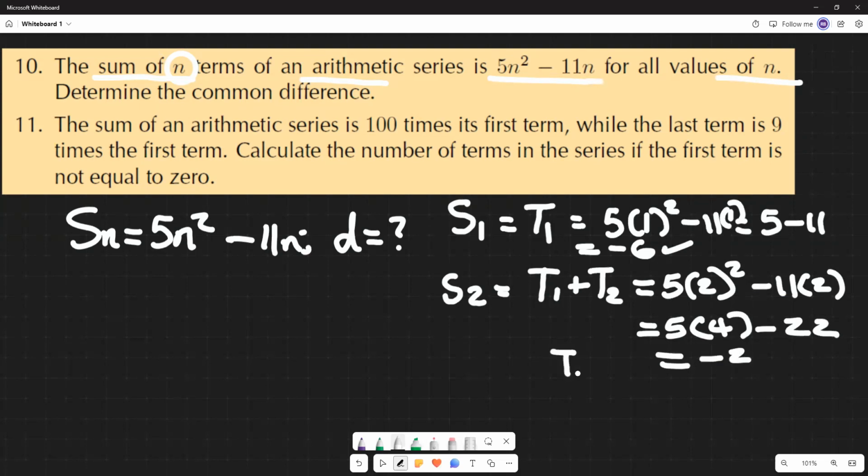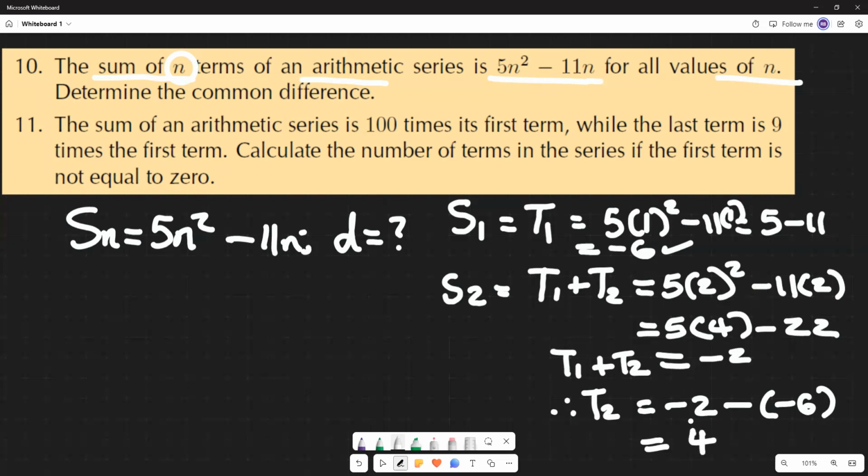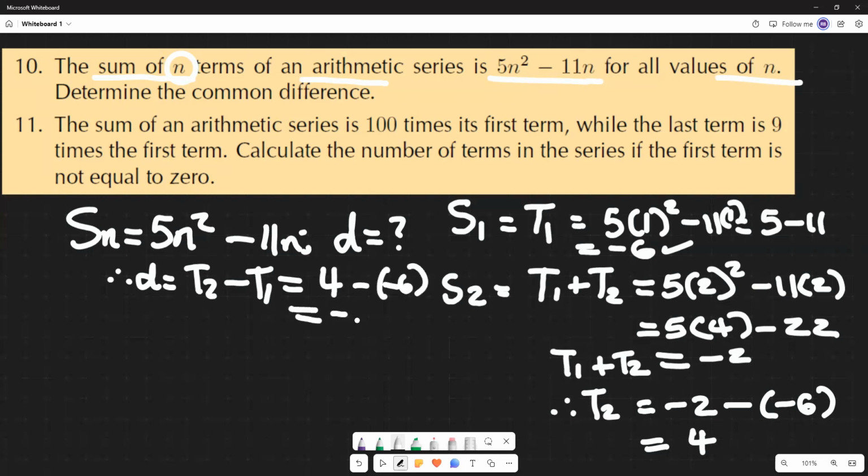But remember, this is T1 plus T2. Therefore, we can see that T2 is basically negative 2 minus negative 6. So you take the T1 to that side, you minus the T1, which means T2 is positive 4. Then the difference is T2 minus T1. Remember, this is the formula of the difference, which is 4 minus negative 6, which is 10. Then that's it for the first question, ladies and gentlemen.